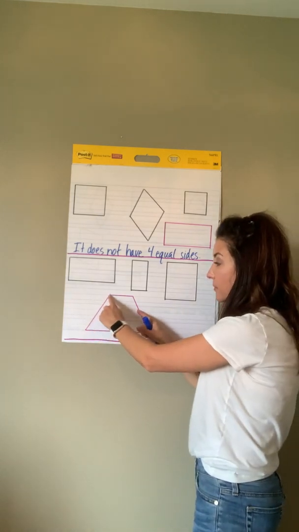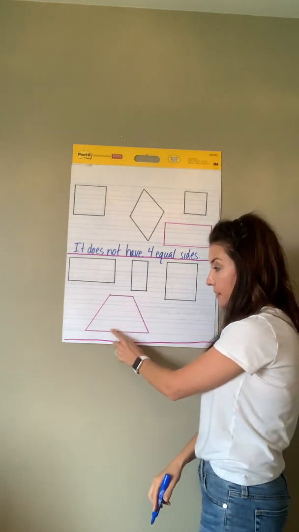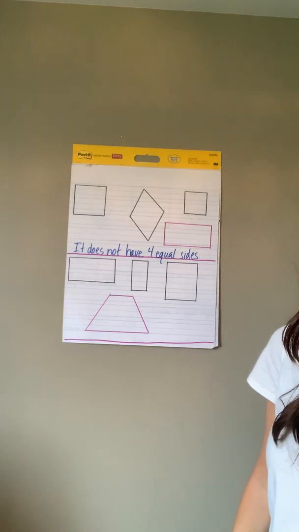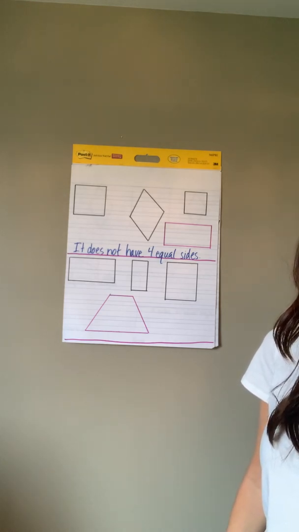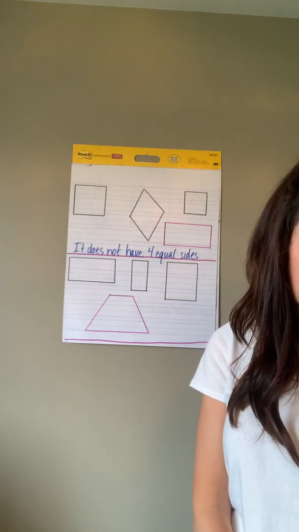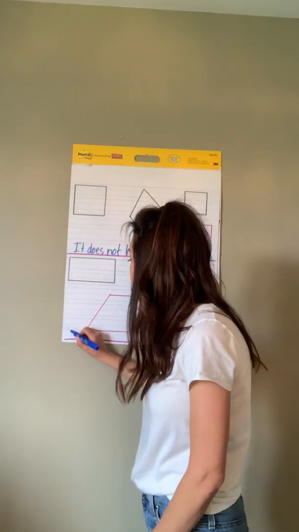These are not parallel because if they keep going, they're going to intersect. That's right. And are my top and bottom equal sides? No, they are not. So my quadrilateral does not have 4 right angles, 2 pairs of sides of equal length, or 2 pairs of opposite sides of equal length.